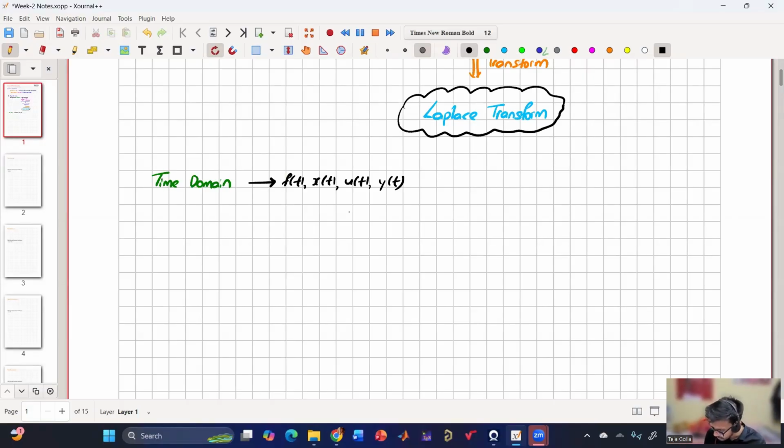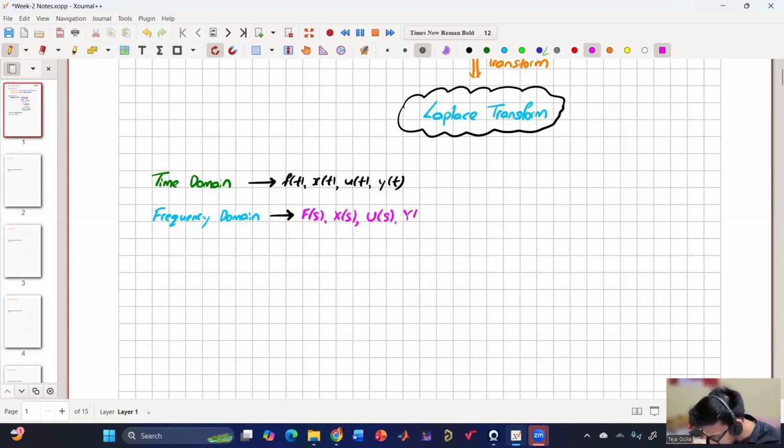So after applying the Laplace transform, whatever we'll have in the frequency domain, we use capital letters, like F of s, X of s, so now it is in frequency domain, so it's a function of s, U of s, and Y of s. So we use capital letters. This is what everyone follows universally. Not just in this course, any course, after applying the Laplace transform to the given input, the variable has to be considered in capital letters. You cannot consider small letters.